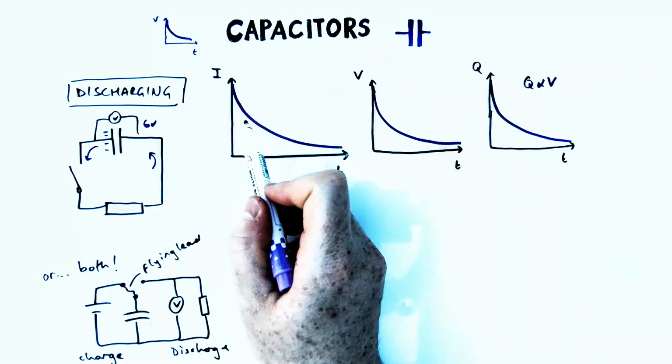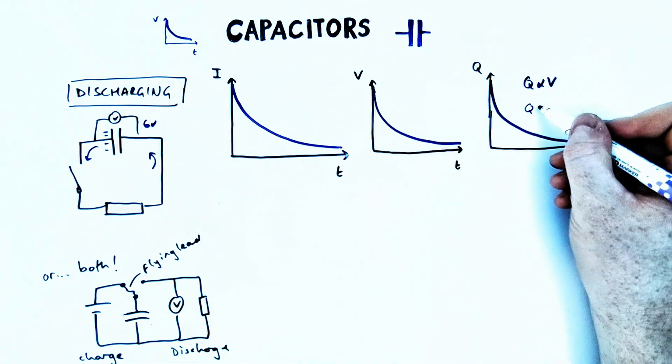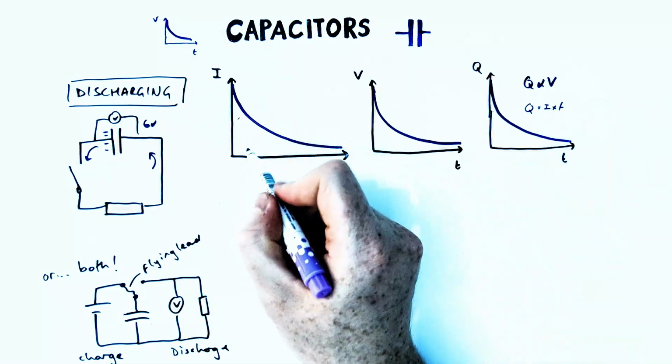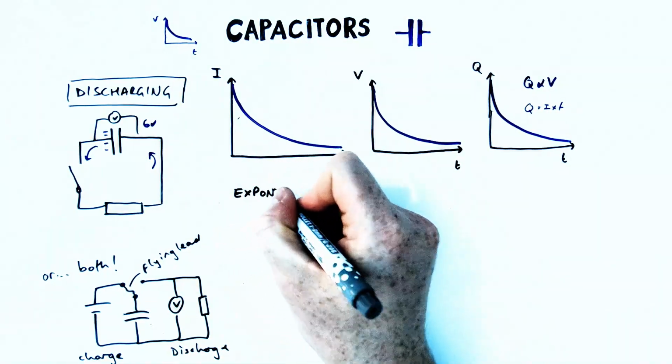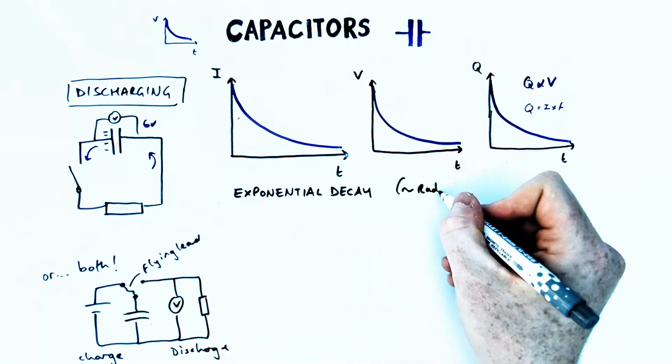Now, the potential difference follows the same pattern for this graph. It's going to be highest at the start. It's going to follow that exponential decay downwards. That's because in this case the voltage is proportional to the current, and the charge is proportional to the potential difference as well.